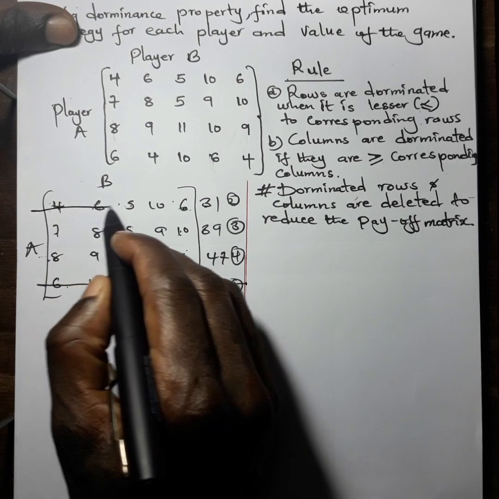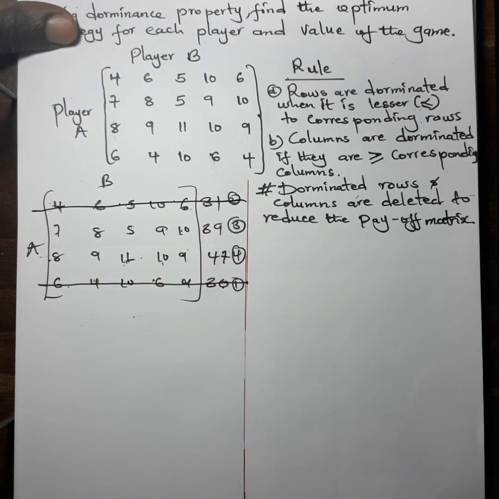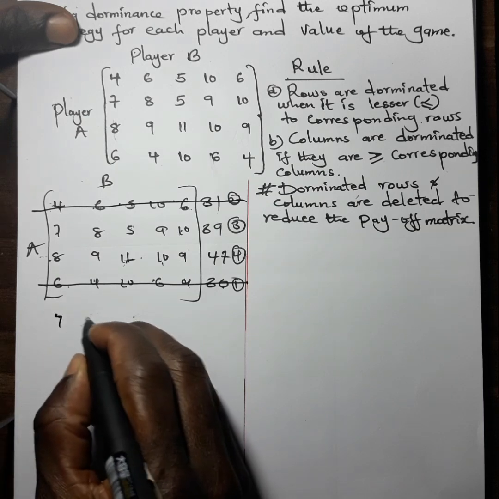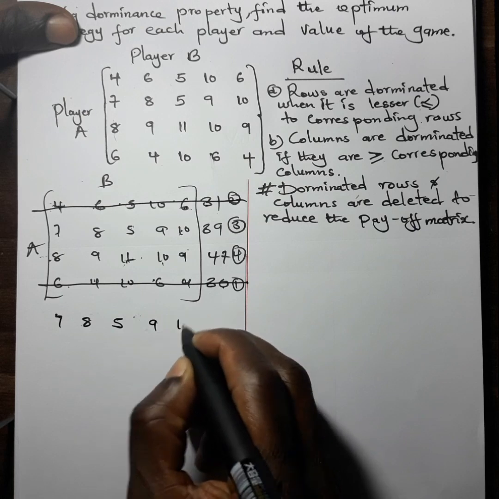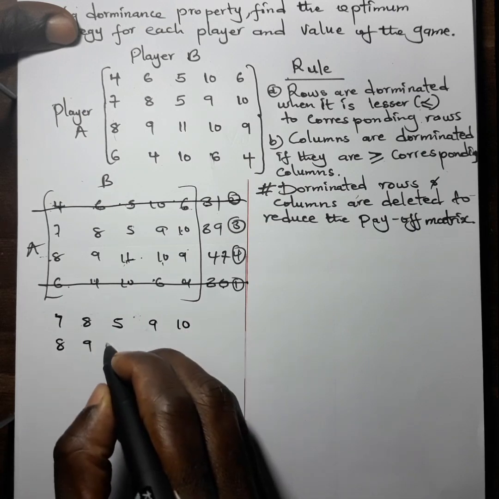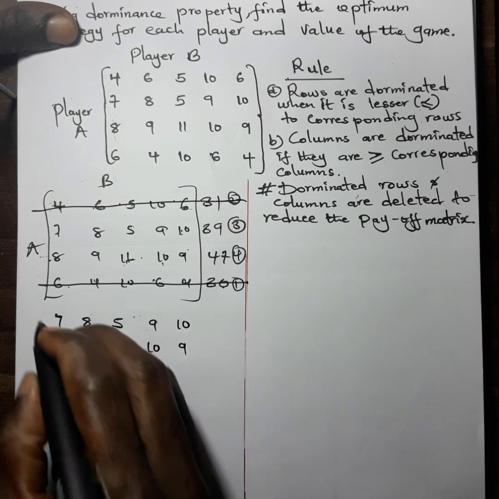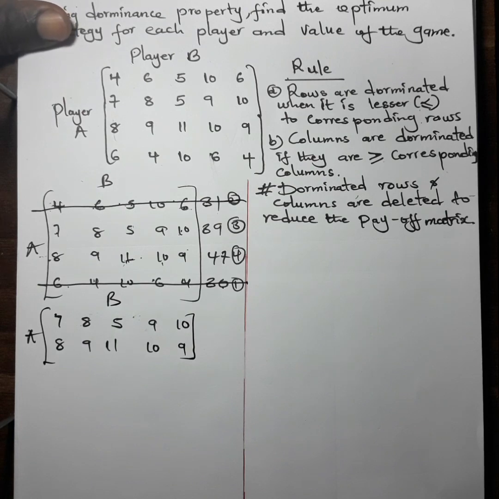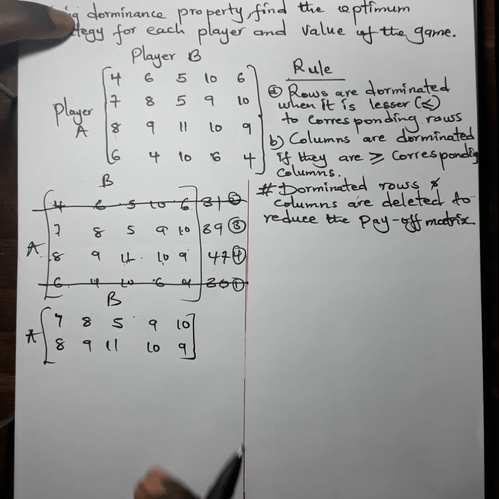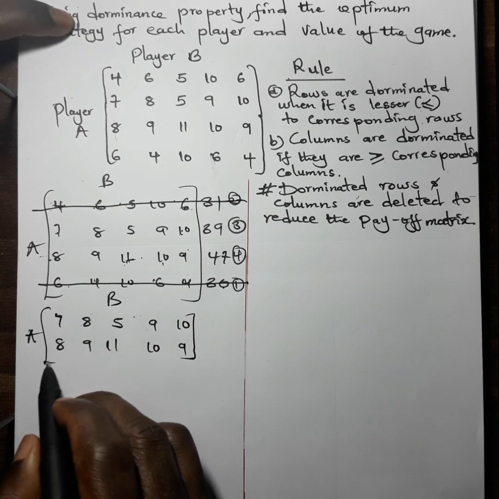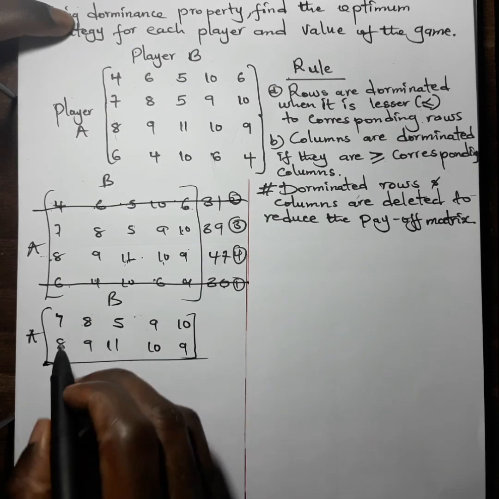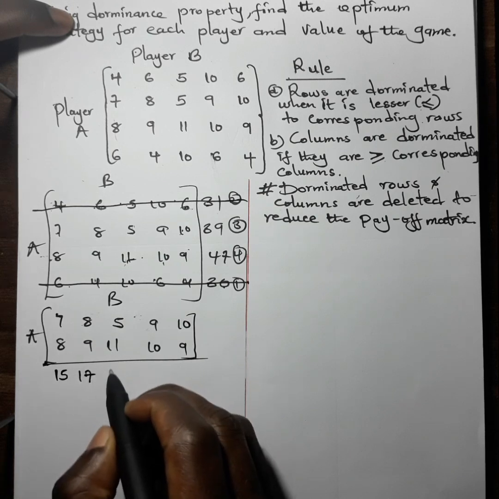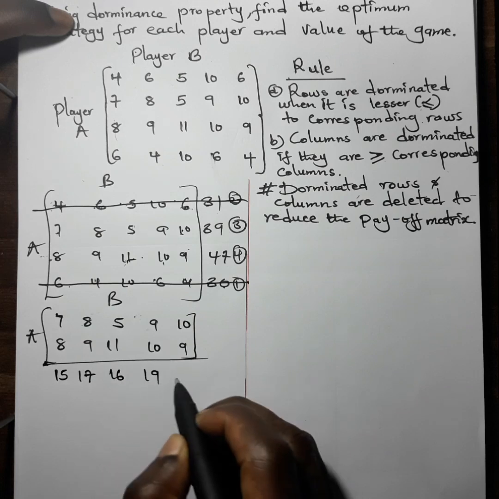So we are going to delete that row. And then the next formation that we're going to have for the payoff matrix is 7, 8, 5, 9, 10. 8, 9, 11, 10, 9. So we still have A and B. Then now, when we have this one, we look for the total of the columns. So in this case, we have 15, this is 17, this is 16, we have 19 and 19.